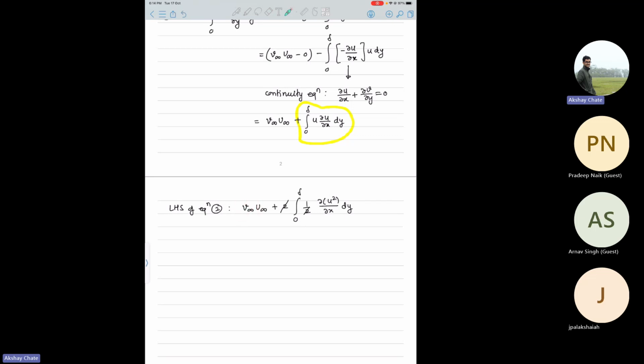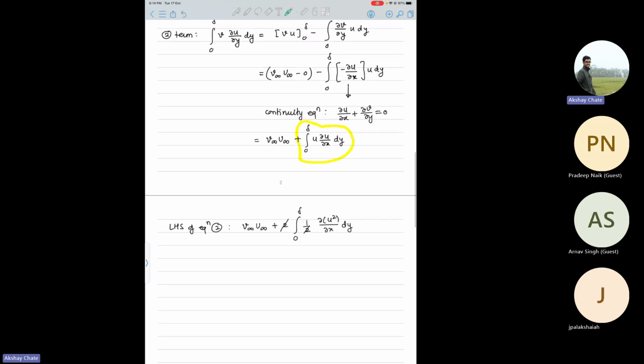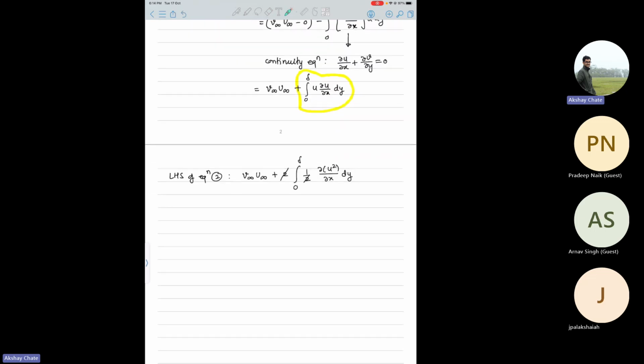So to eliminate that, what we can do, we have the continuity equation, which is del u by del x plus del v by del y equal to 0. This is valid for 2D incompressible flows, right? So, yeah. Anybody asking anything?